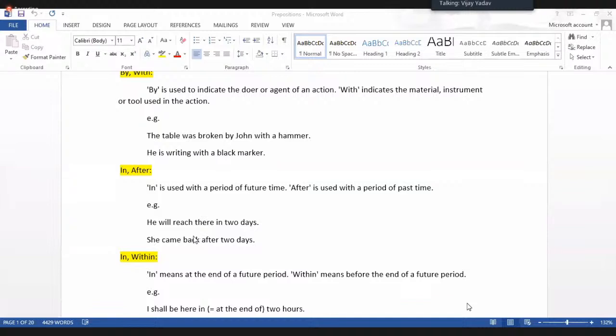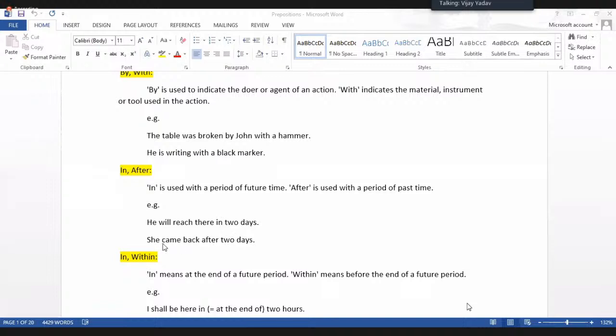It will be wrong. He will reach there after 2 days, you can't write. He will reach there in 2 days, because this is future. When can you write after? If you write reached, he reached there after 2 days. He reached there after 2 days. So with a past period of time, we can write after. With a future period of time, you can use in.